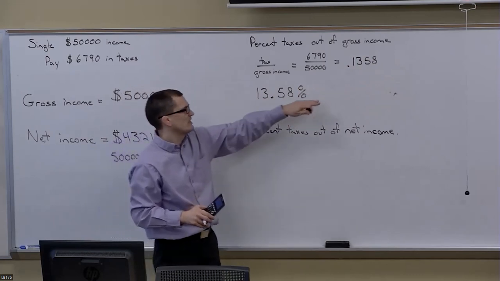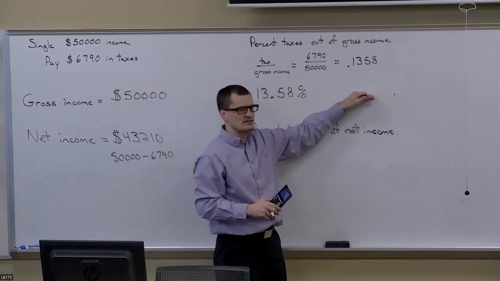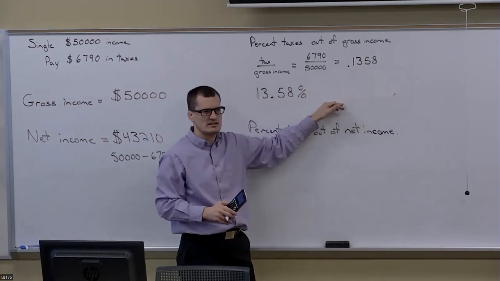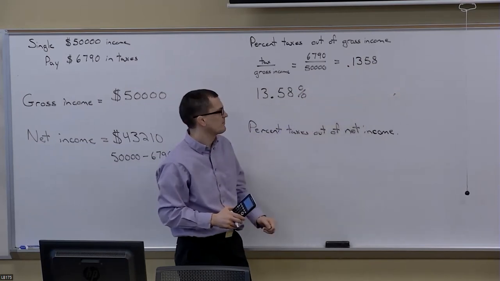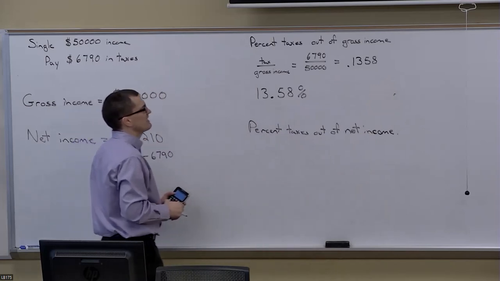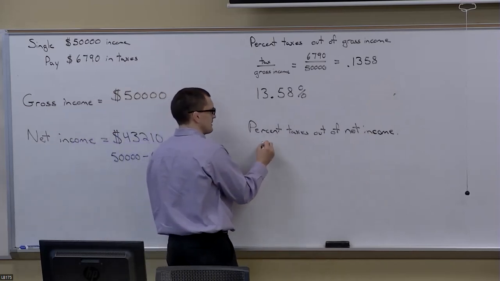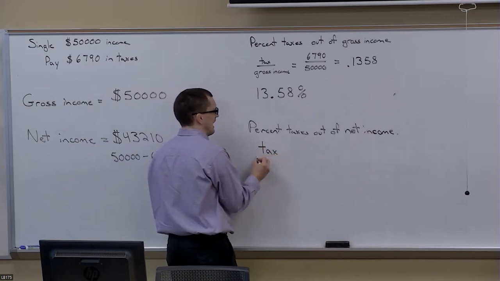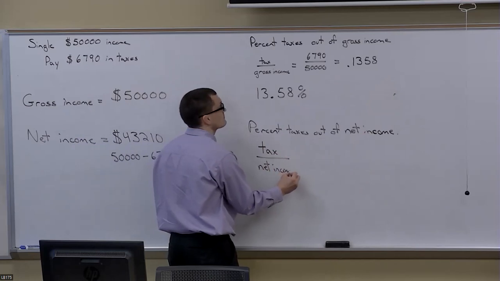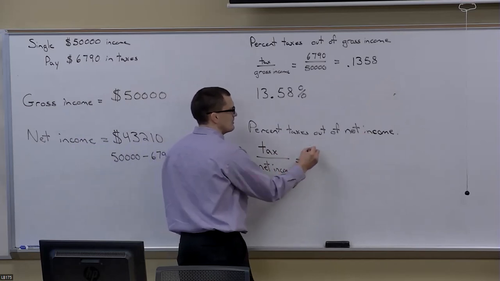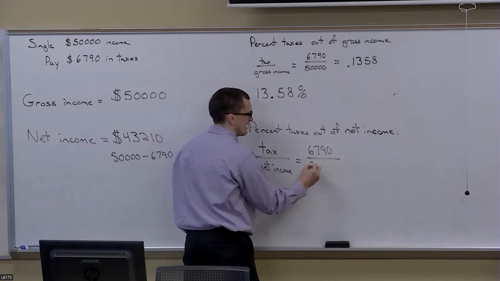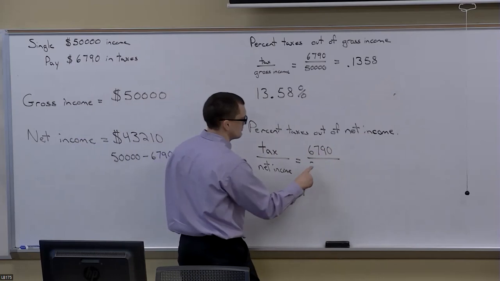By the way, on your notes, leave a little blank after this if you're writing this linearly, because I'll go back and write a little word there in just a second. And this is a specific thing. So just leave a little bit of blank. I'll come back. The percentage of taxes out of your net income. We take the 6,790 divided by, what was that, 43,210?